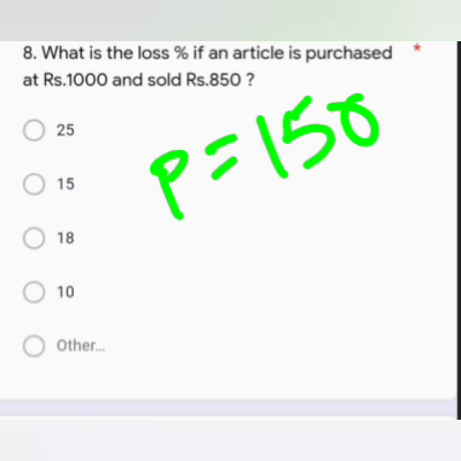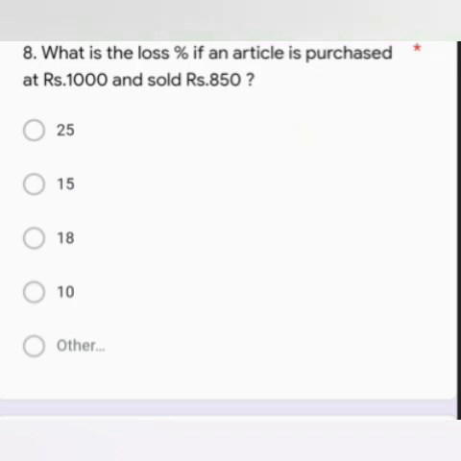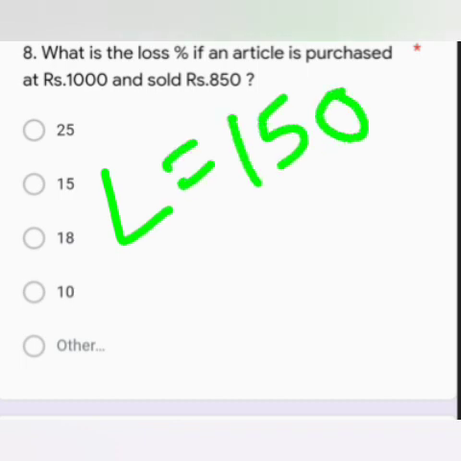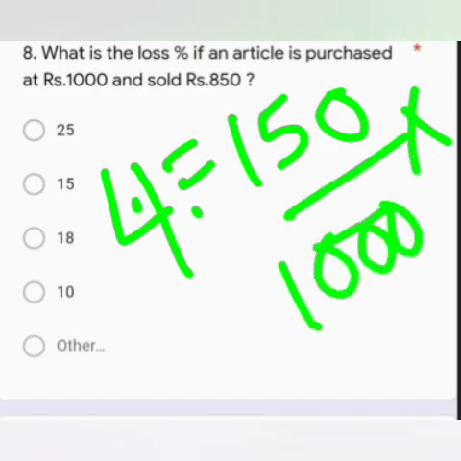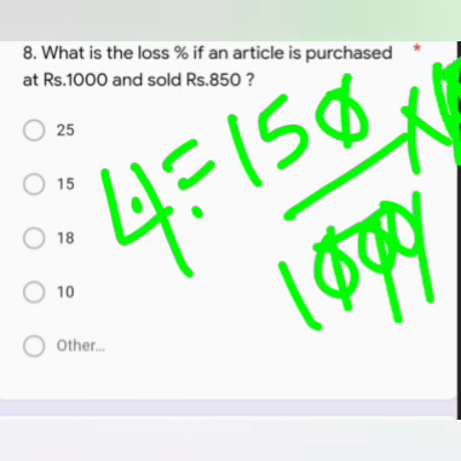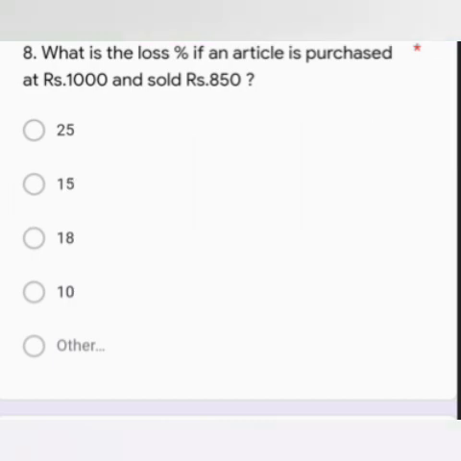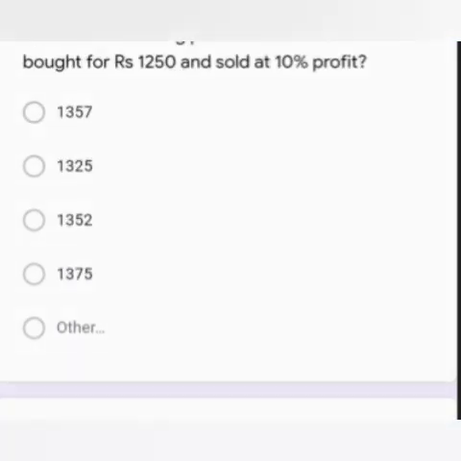It is loss. Keep in mind, children, this is not profit. Purchased at 1000, purchased at more amount and sold at less amount. So loss is equal to 150. How will you find loss percent? Loss percent will be equal to loss by CP into 100, that is 1000 into 100. So the zeros cancel. How much is left? 15. So 15%. This is the right answer. Let us proceed to the next question.